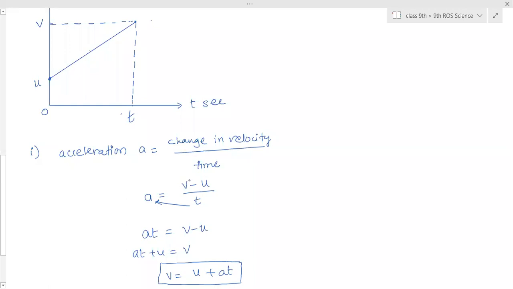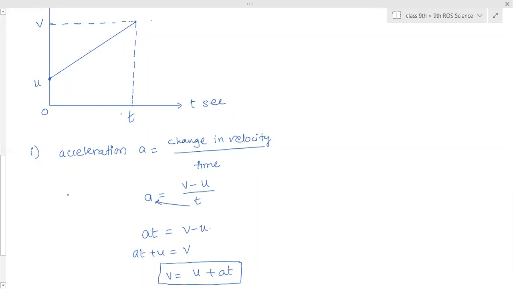So what is the final velocity? v minus initial velocity u by time. So t will go this side. So a into t is equal to v minus u. And this minus u will transfer again to the RHS. So that is u plus at. So v is equal to u plus at. Is it clear? Yes, ma'am.